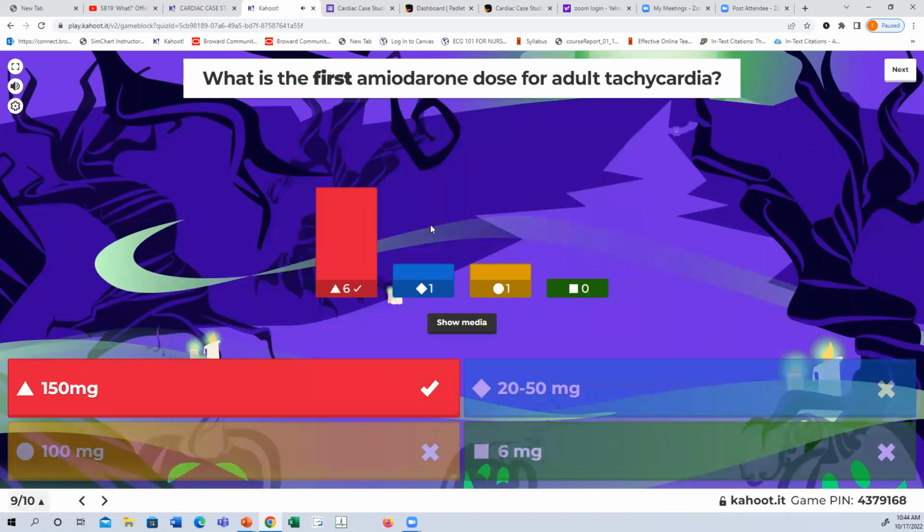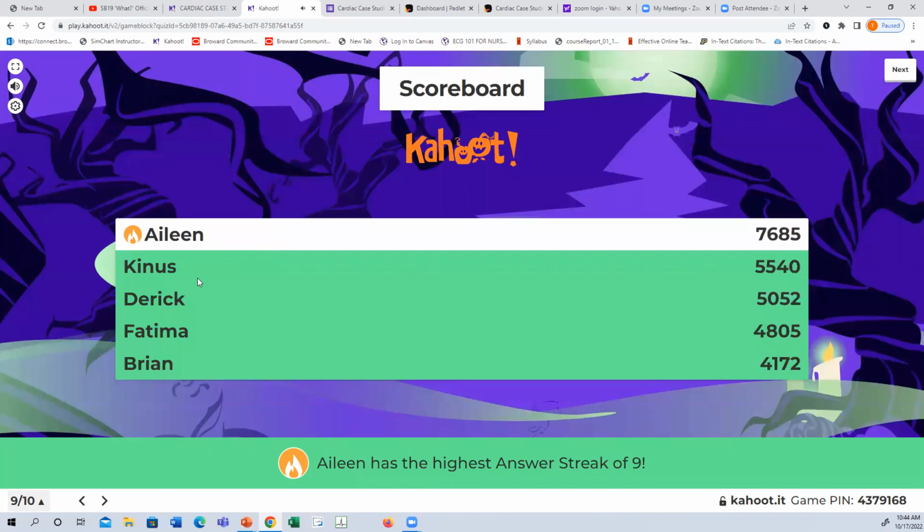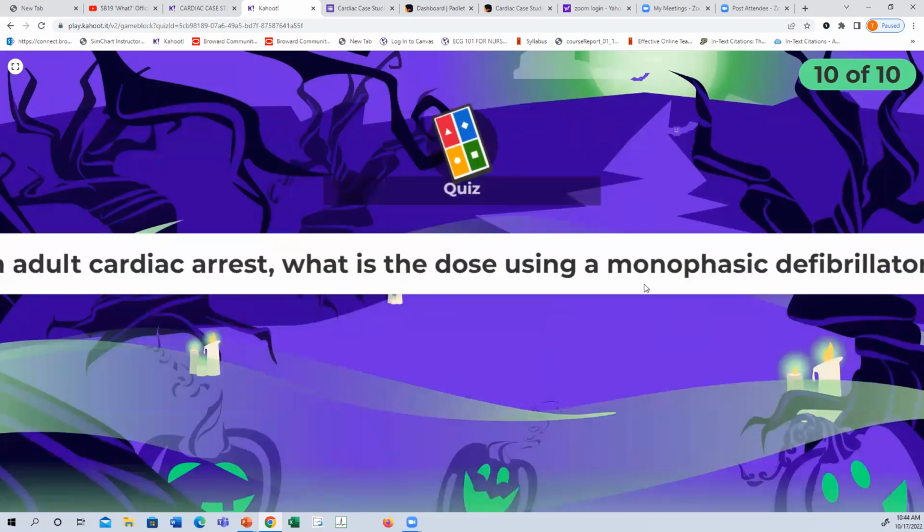The first amiodarone dose for tachycardia is 150, if necessary, we go to 300 milligrams. And so Eileen, Kinos, Derek, Fatima, and Brian again. Congratulations.